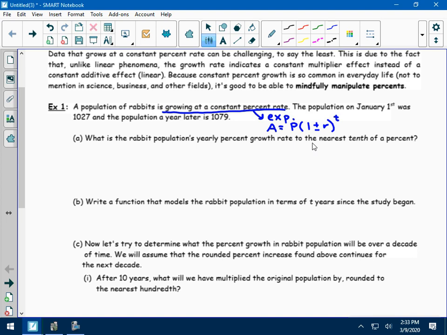So if we want the yearly growth rate, which of these variables are we looking for? R. We did a warm up like this the day before. So I know P is going to be what? 1027, my initial amount.